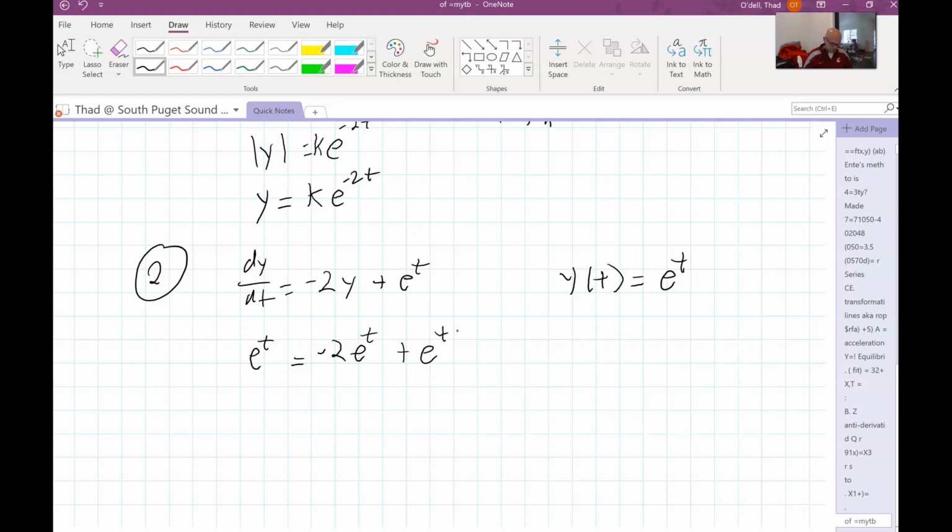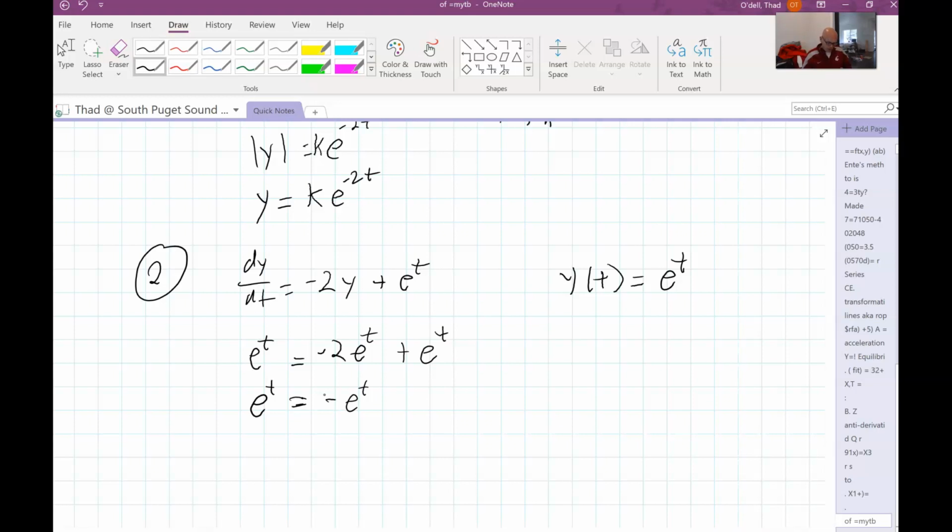Okay? So did it work? Well, it looks like we were so close, because we end up with e to the t on this side, and negative 2 times e to the t plus 1 times e to the t ends up with a negative e to the t. So close. So we know we're on the right track.